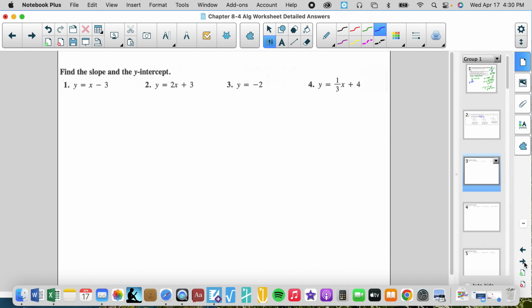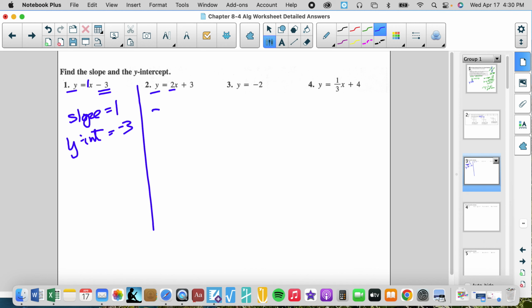Okay, so y is by itself. We're going to take the coefficient of x, which is 1. So it has a slope of 1, and its constant, or the y-intercept, is going to equal -3. Y is by itself. The coefficient of x is 2, so the slope of the line is 2, and my y-intercept, again, is 3. Ooh, this is a good one.